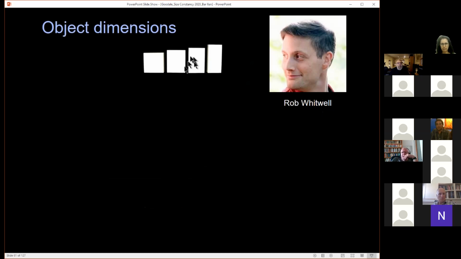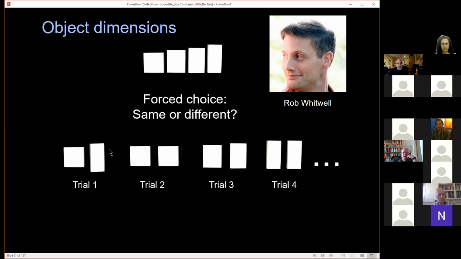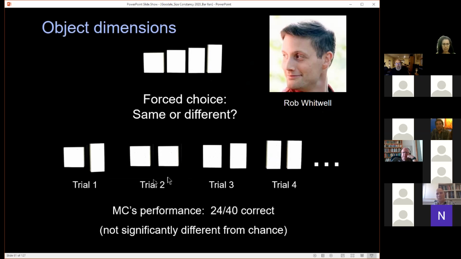He presented these stimuli as pairs and asked her whether they were the same or different. I mean, it was the world's simplest discrimination. Are these two objects the same or are they different? And basically, she's at chance. She can't tell them apart.